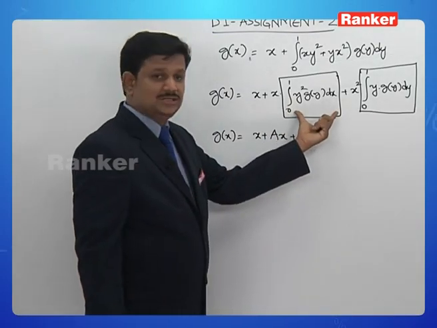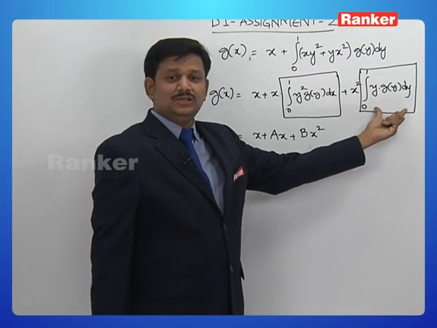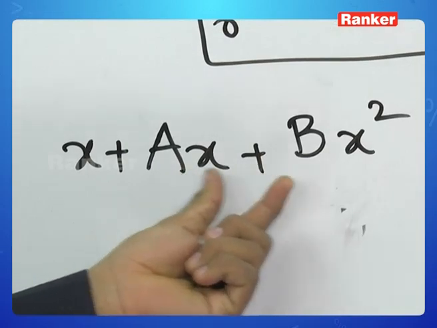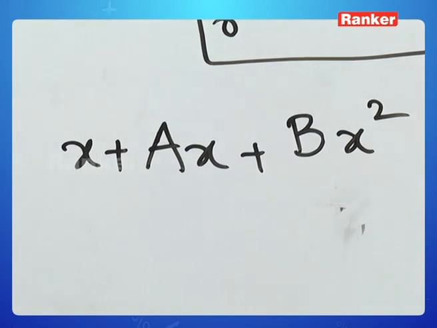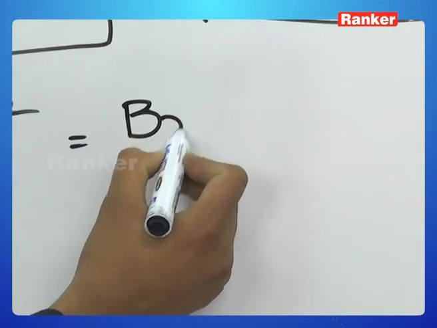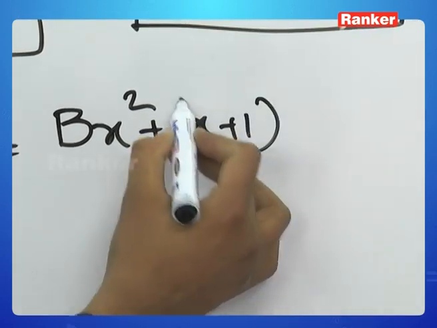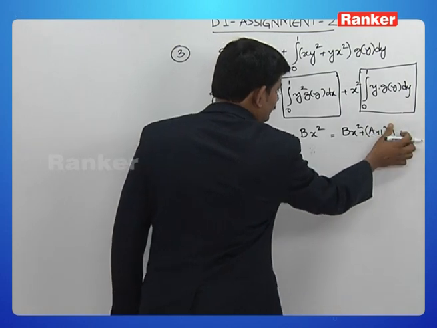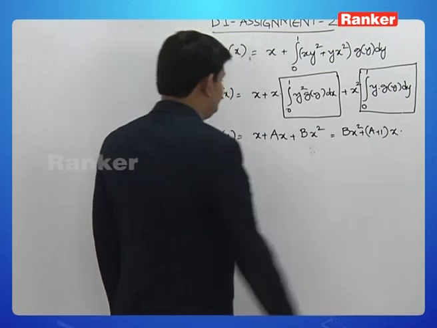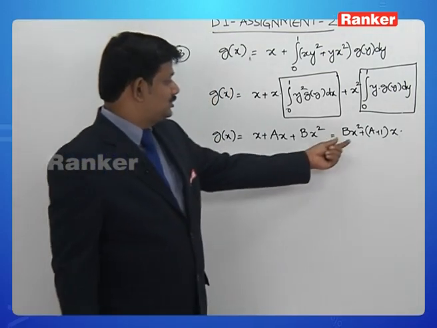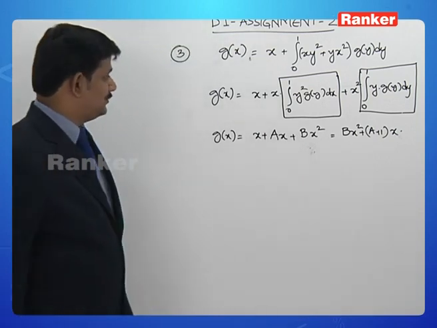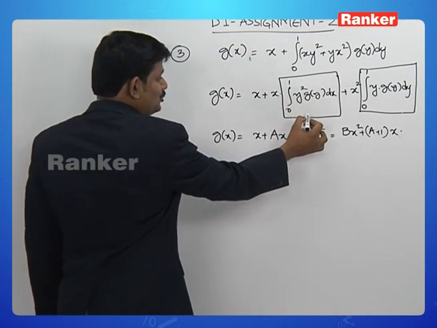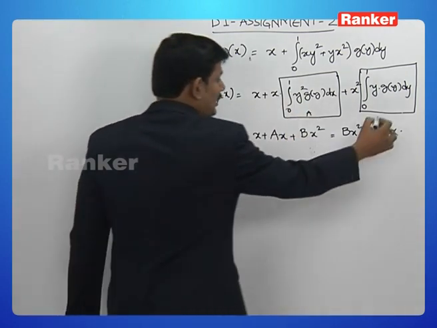Let me call this constant a, and let me call this constant b. g of x is equal to x plus a into x plus b into x square, which is a quadratic: bx square plus a plus 1 into x. Now, to find the values of a and b, let us see what we assumed. This is our a and this is our b.